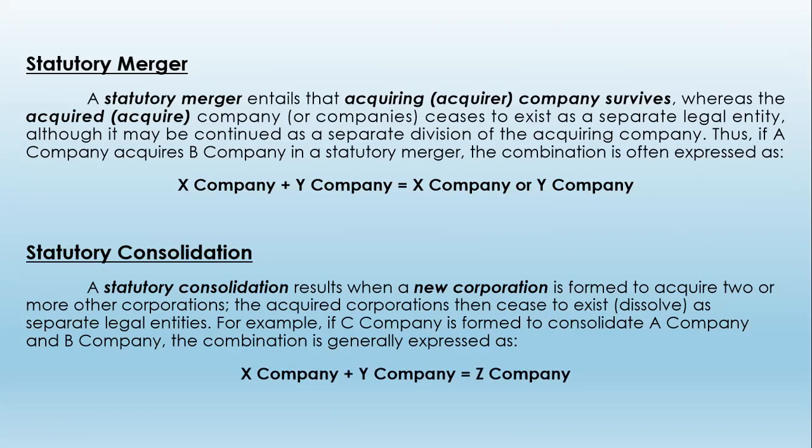In other words, you can no longer find the names of the combining companies. Unlike in merger, that if you have X and Y, what will remain is either X or Y. While in a consolidation, if you have X and Y, what will come out is a new name.